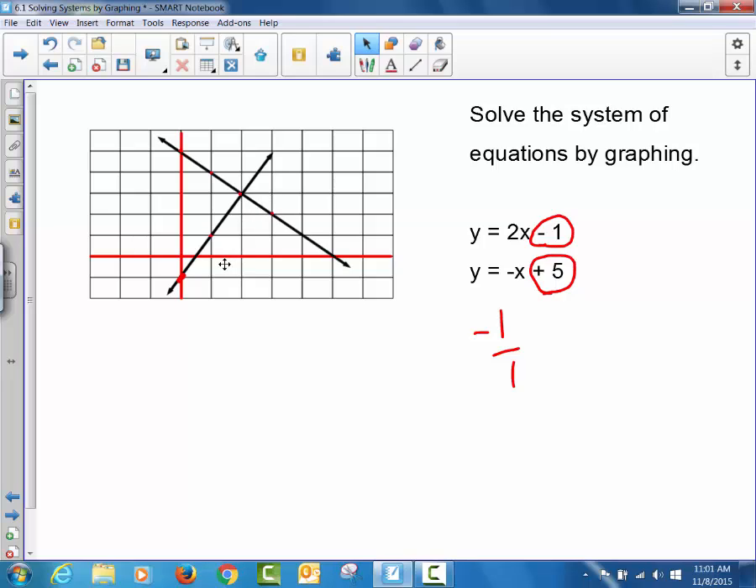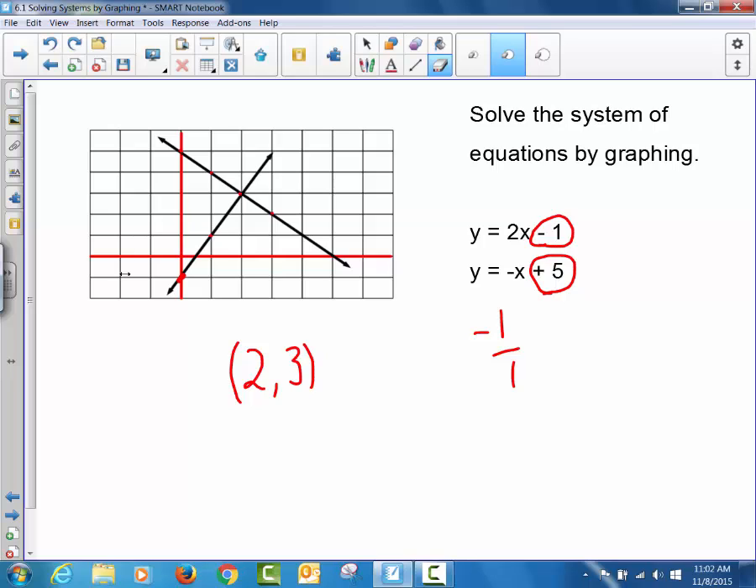And where they intersect is the solution to the system of equations. They intersect right here. So what point is that? Well, we go right 1, 2, so that's a positive 2, and we go up 1, 2, 3, so that's a positive 3. So the solution to our system of equations is (2, 3).